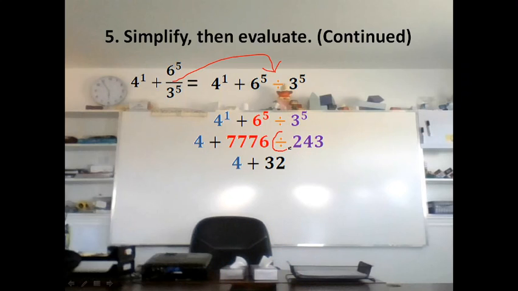First, I do this division. So 7,776 divided by 243 equals 32. And I'm left with 4 plus 32. So 4 plus 32 equals 36. So this expression equals 36.